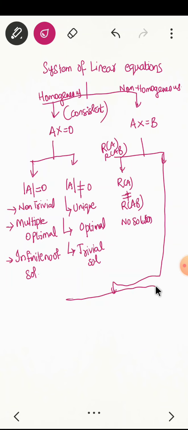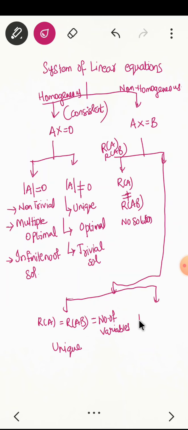Okay, then Ax equal to B, this is the last case I am writing here. Here again there will be two cases. If rank of A equal to rank of AB, that is equal to number of variables. If you have 3 variables in the given question, then if that is equal to the same rank, then we call such solution as unique solution, optimal solution, trivial solution. If not, if you have rank of A equal to rank of AB, but that is not equal to number of variables, instead that is less than number of variables you have, then in that case we call such equations as infinitely many number of solutions or multiple optimal solutions. Hope you got this concept.